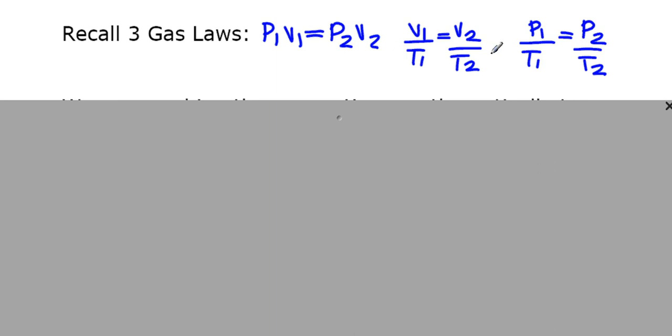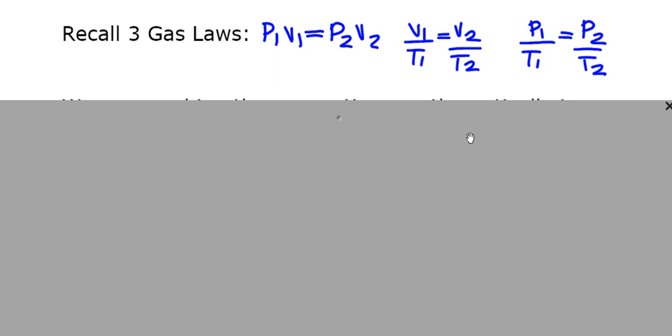When we look at all three, you'll notice there are similarities. Pressure is always in the numerator. It's in the numerator here, and it's in the numerator here. Same thing with volume. Volume's also in the numerator here and here. We never see temperature in the numerator. Temperature is always in the denominator.